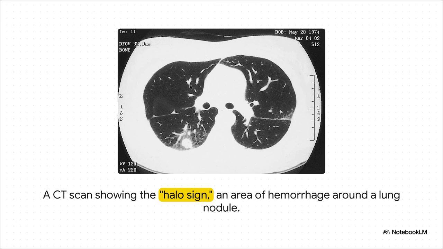And this is the classic sign you're looking for, especially early on. It's called the halo sign. You see that solid white nodule in the middle? That fuzzy, hazy area around it, that's actually blood. It's a sign that the fungus is already invading blood vessels, and that's bad news.